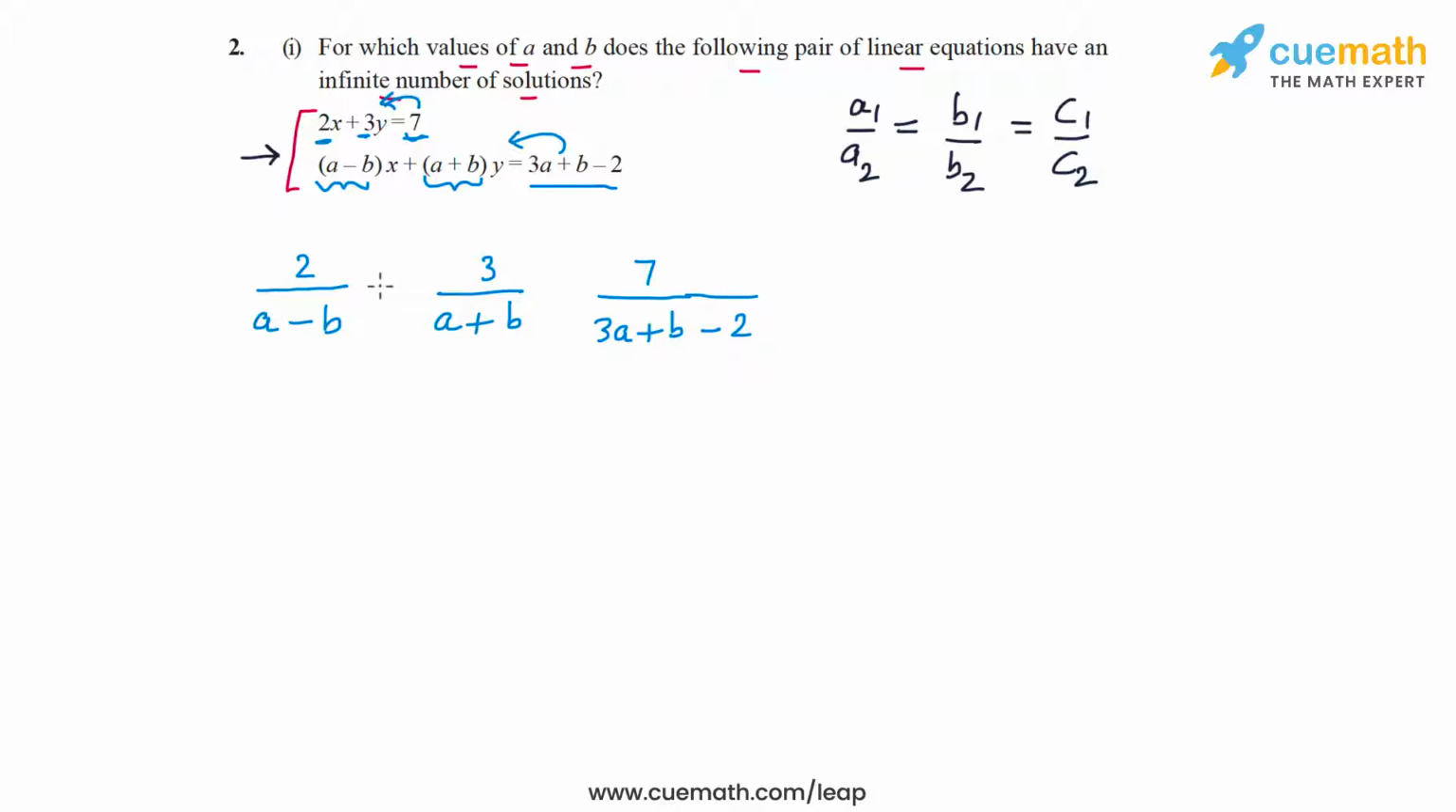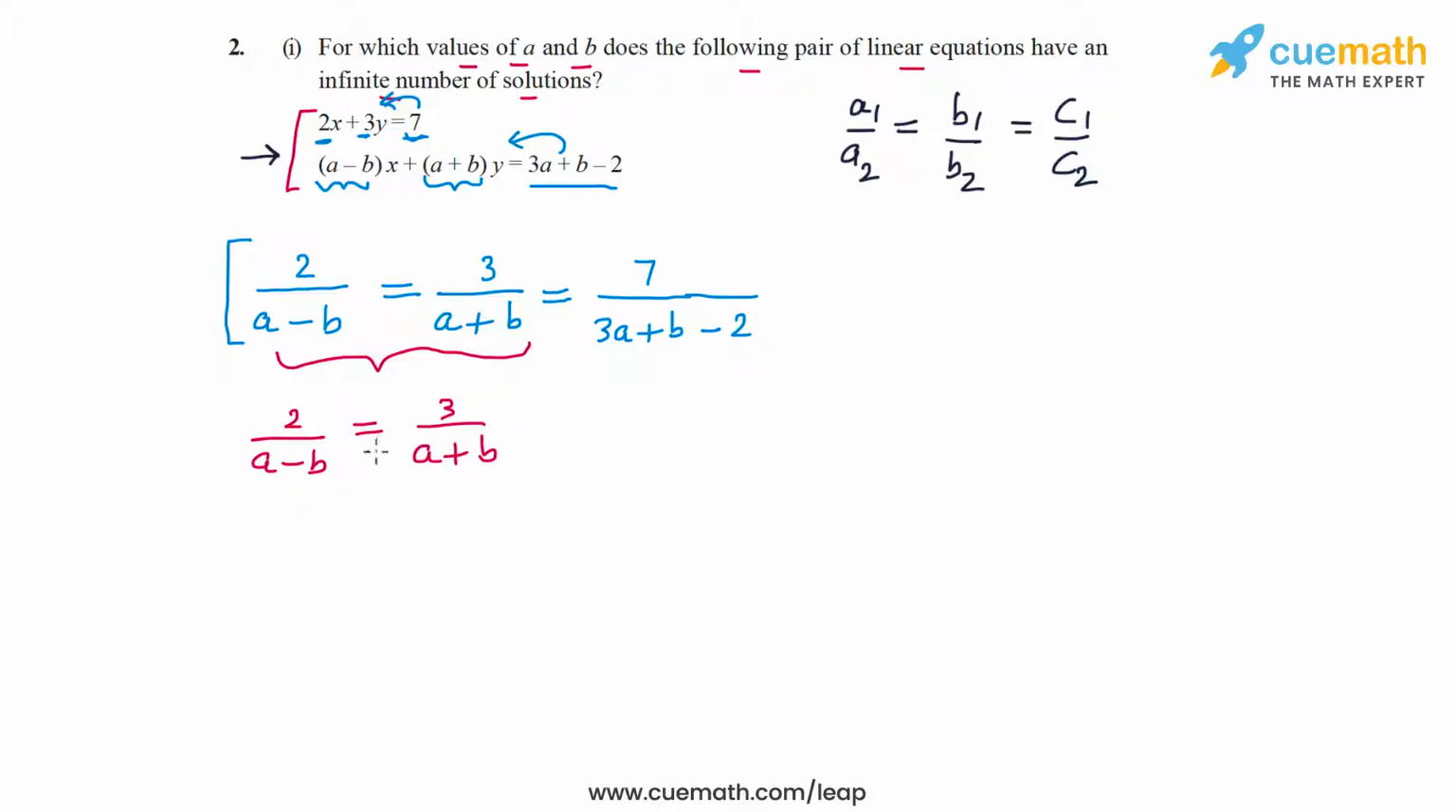Now what we want is all these three ratios to be equal. And from this equality, we have to find the values of a and b for which these three ratios are equal. So let's first work with this equality. 2 by a minus b equal to 3 by a plus b.